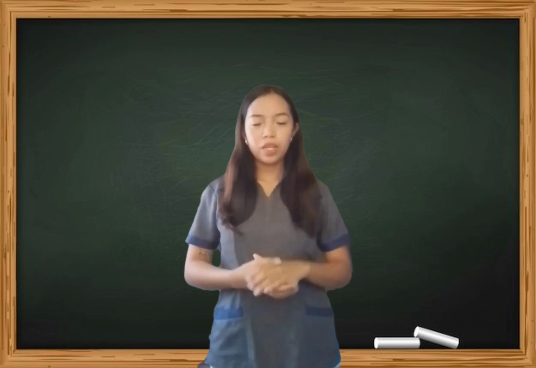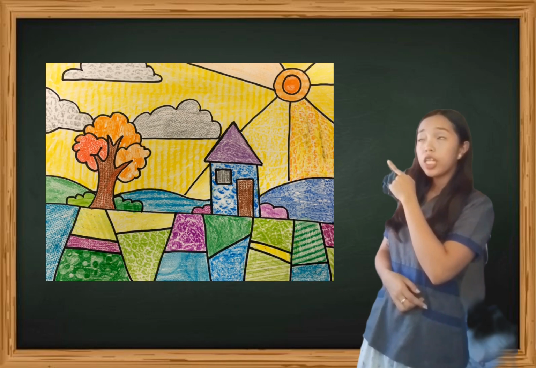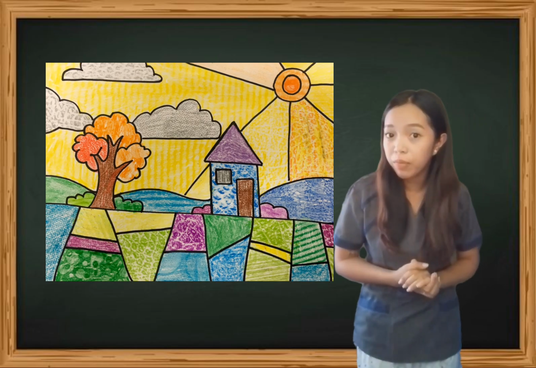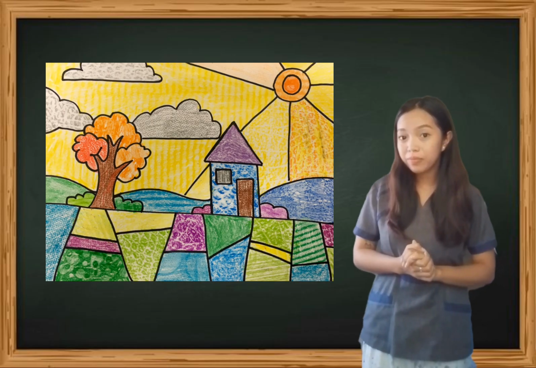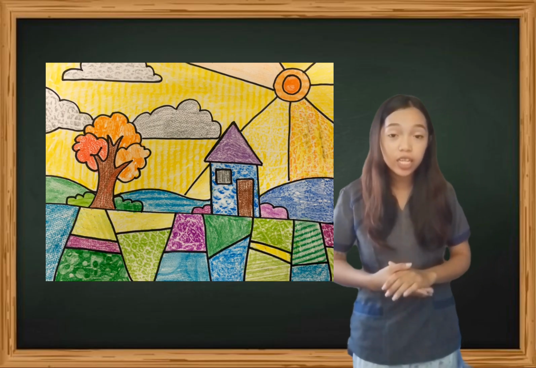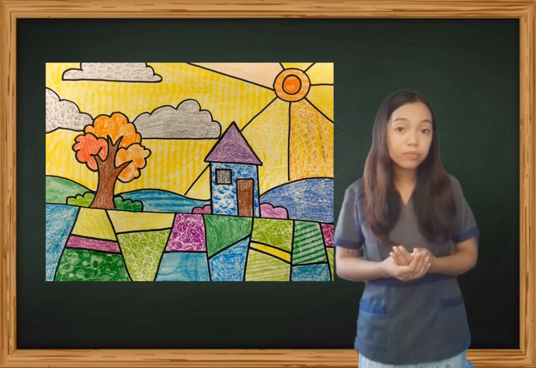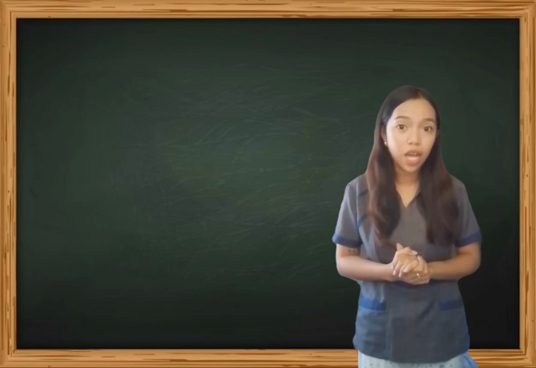Okay? Now class, look carefully at the pictures on your screen. What element of art can you identify? Okay, very good. It is a line, a shape, or a texture. So now class, let's start with lines.